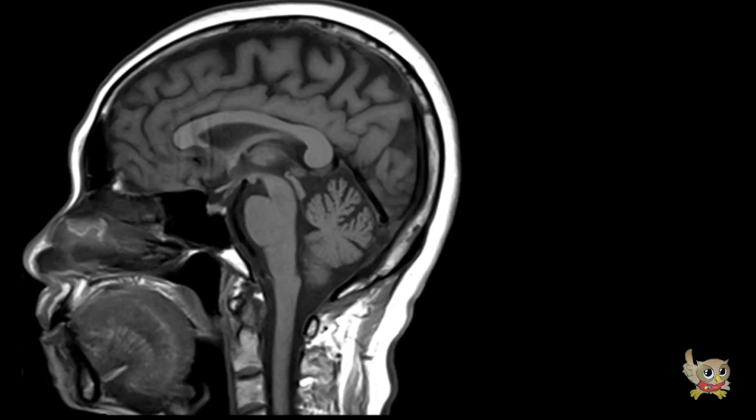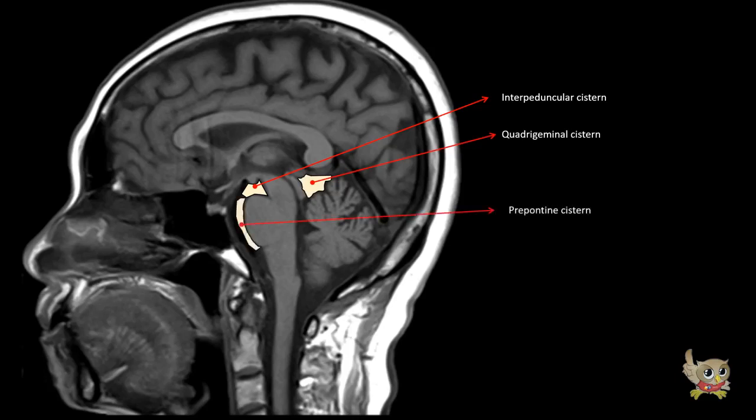In front of the midbrain, there is the interpeduncular cistern. Posteriorly, there is the quadrigeminal cistern, which is posterior to the quadrigeminal plate. In front of the pons is the prepontine cistern. And the largest of all cistern is the cisterna magna. The cisterna magna is located between the cerebellum and the dorsal surface of the medulla, which is above the level of the foramen magnum.